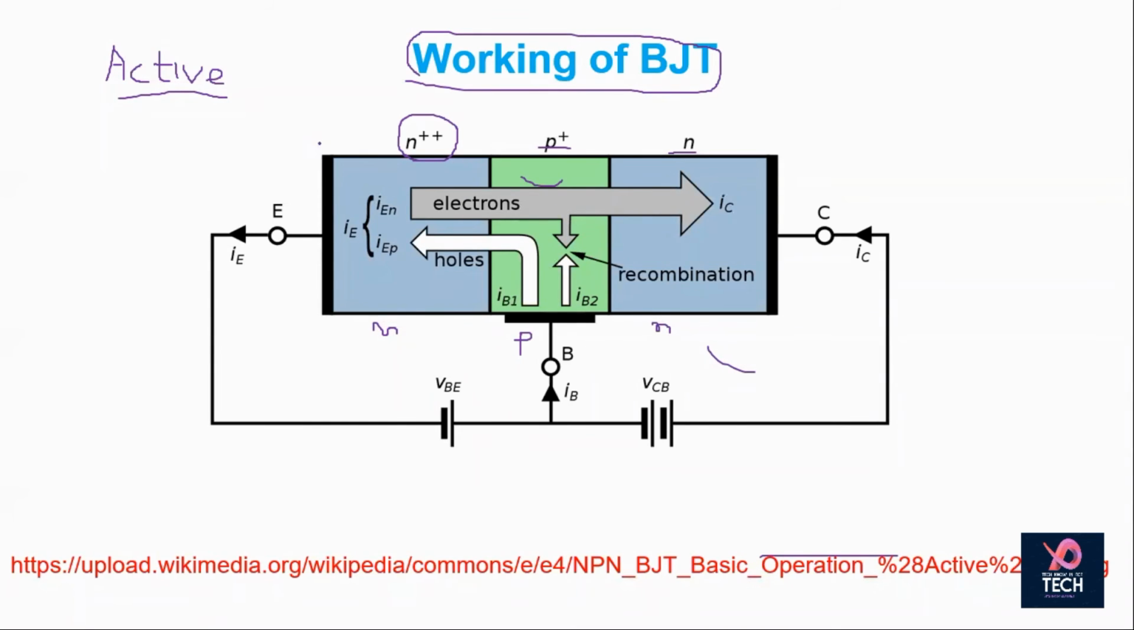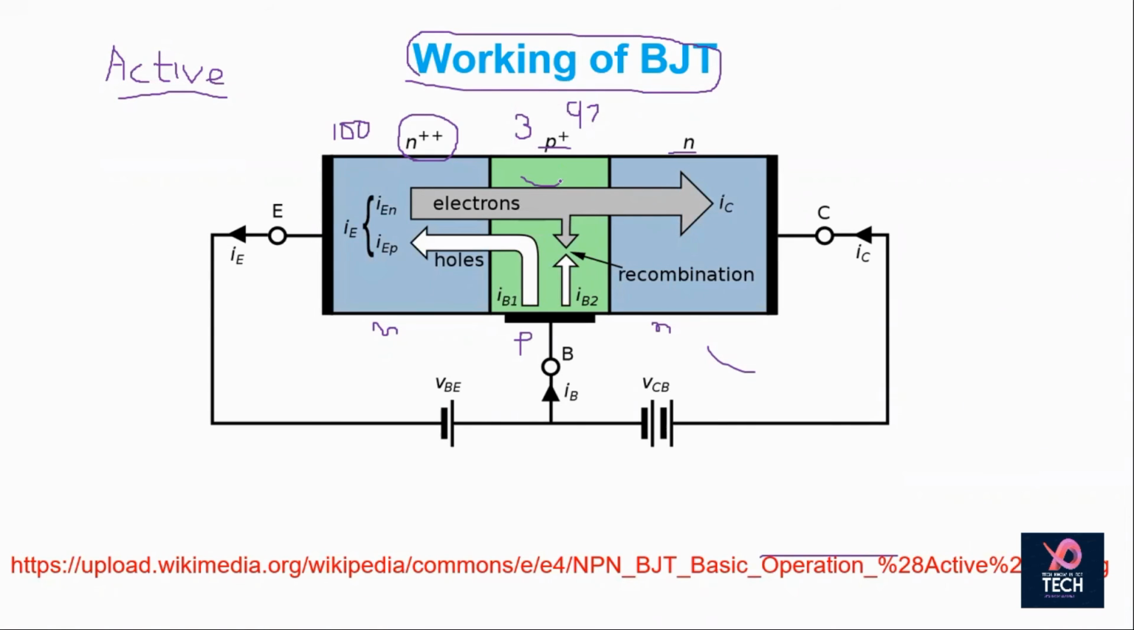So what happens? Suppose 100 electrons are being pushed into the base region using this particular potential. Very few will recombine. Let's say only 3 will recombine here, so 97 electrons will be in your base. Electrons act as majority carriers in N-type, and they become minority carriers in P-type. So this is the slightest portion.